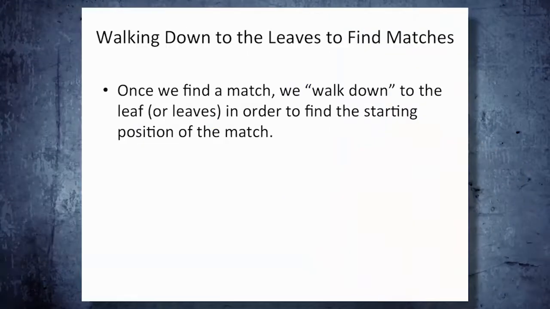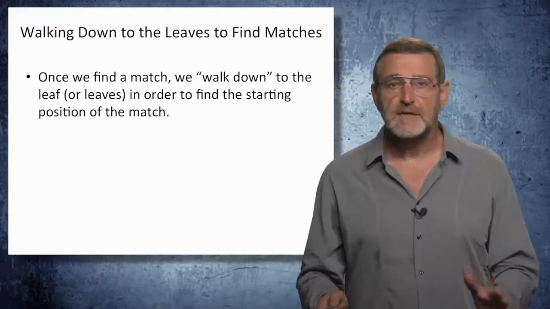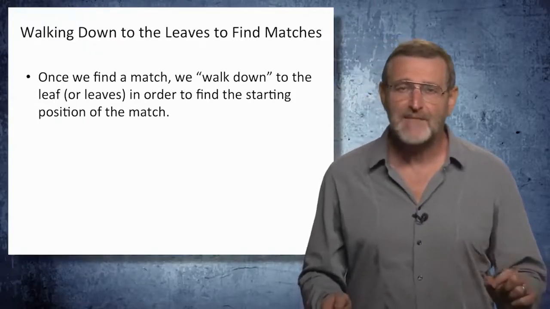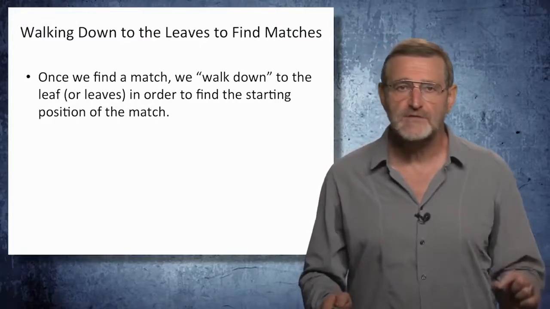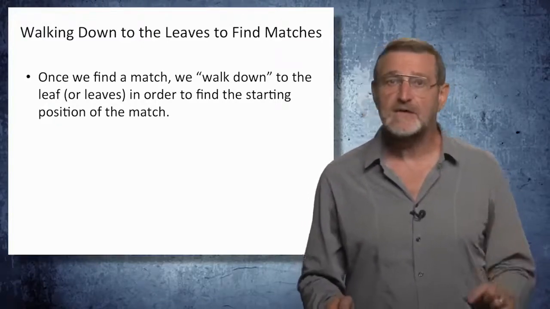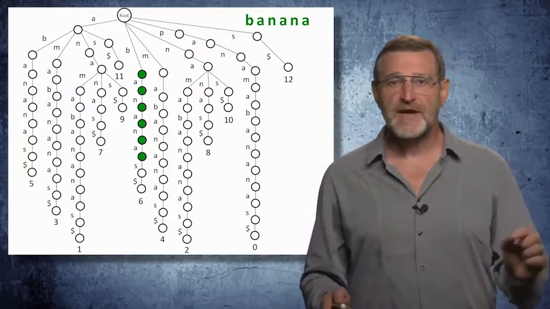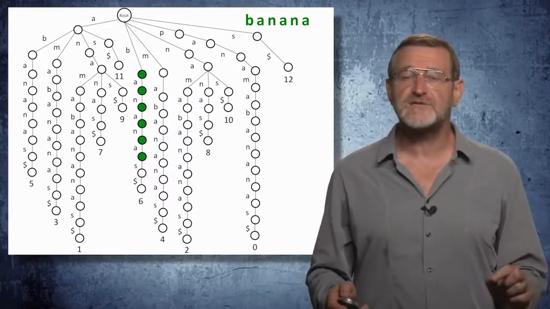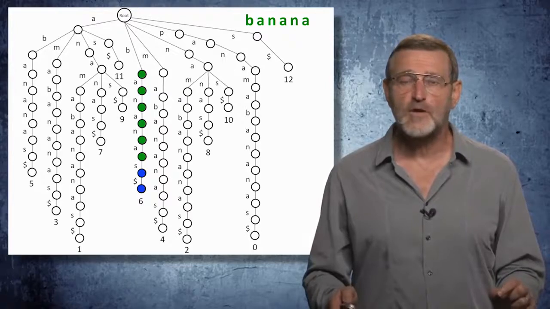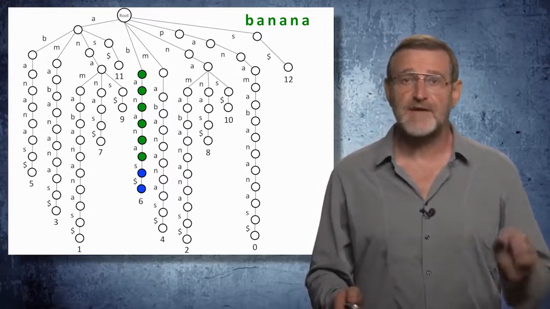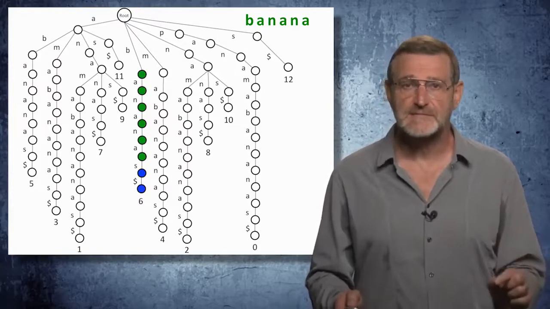However, adding information about positions of suffixes to the leaves of the suffix trie doesn't yet help us to figure out where the string bananas appears in the text. So what we want to do, once we find a match, like a match of bananas, is walk down to the leaf, or maybe leaves, in order to find the starting position of the match. Let's see how it works. For banana, we ended in the middle of the trie, but we'll continue walking, and finally we find that banana starts at position 6.